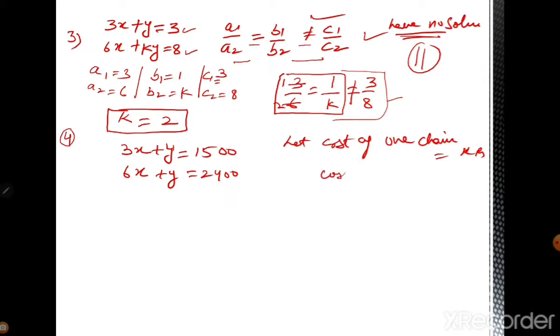Same here, the cost of 1 table, let that be y rupees. That's why it comes here. Here the only condition is one table, so we'll write it only y. So together it will be 3x plus y is 1500, and then 6x is 6 chairs. So 6x plus 1 table, y, costs 2400.